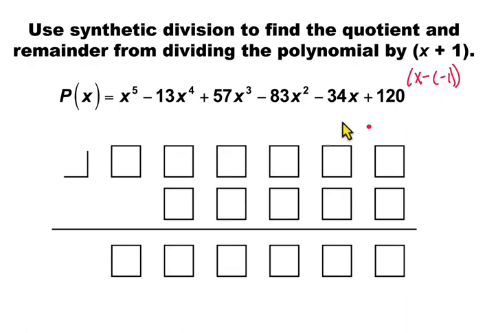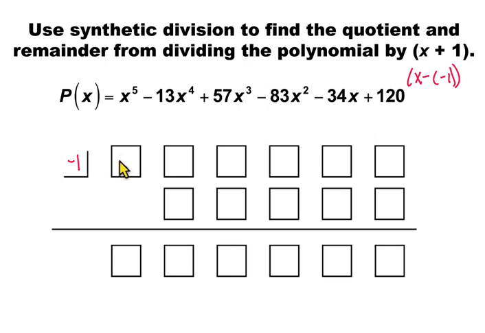These 6 placeholders are for each of the coefficients of the polynomial. Since this is a polynomial of degree 5, there are 6 placeholders, 1 for each term. This is how synthetic division works. The numerical term goes here, and we determine that that would be negative 1.